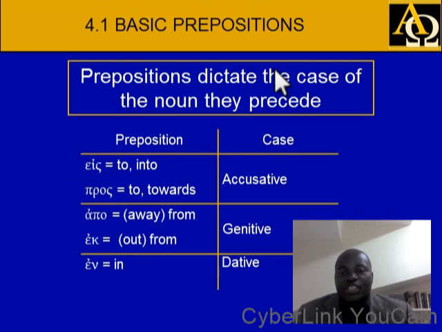So a few prepositions that are there in the Greek language. We have eis, which is translated as to or into, and it usually takes the accusative case. And then pros, to, towards, again in the accusative case. And then apo, away from, ek, out of, it is usually genitive case. So the noun would be in the accusative for the eis and pros, and the noun will be in the genitive for apo and ek. And then en is also translated as in, it takes the dative case.